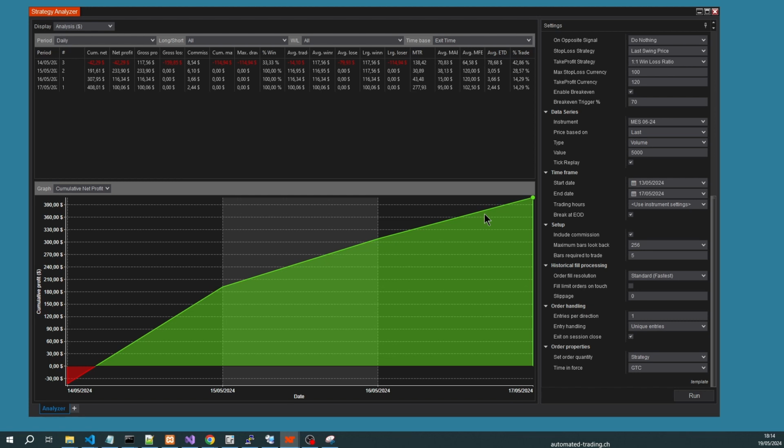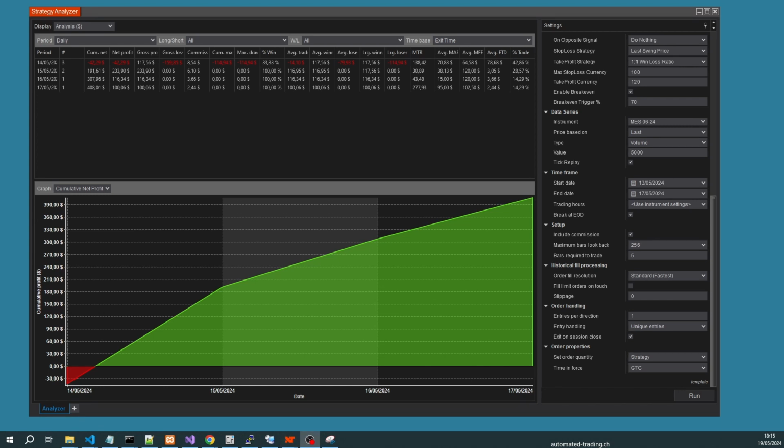Of course, you don't need a license. This is why I'm showing you this, because you don't need a license to do this backtest. You can download the strategy and do it. And the next step, I will show you how you can run optimization and look for the best parameters.